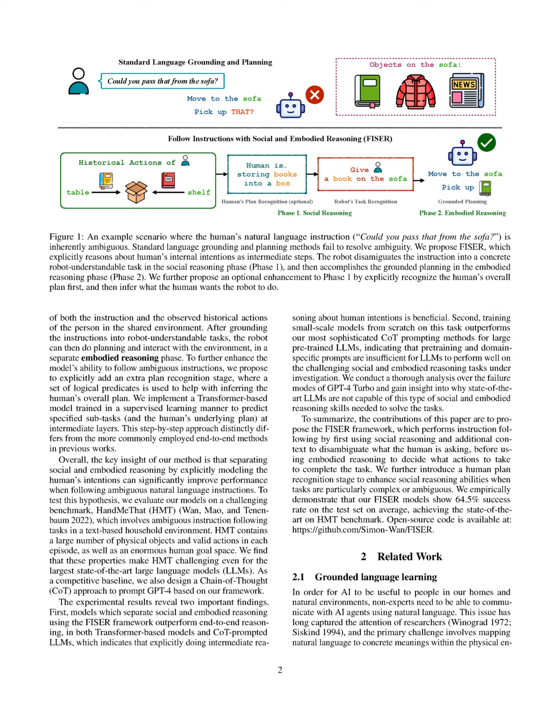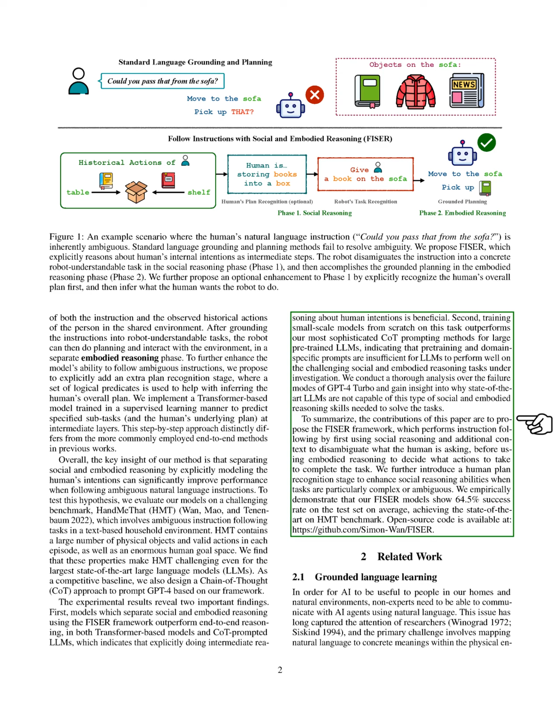Section Summary. In this section, we introduce the Follow Instructions with Social and Embodied Reasoning, FISER, framework, which enhances robot instruction following by explicitly modeling human intentions through social reasoning and a separate embodied reasoning phase. Our approach demonstrates improved performance on ambiguous tasks, achieving a 64.5% success rate on the HandMeThat benchmark, and highlights the importance of understanding human context and intentions in collaborative environments.